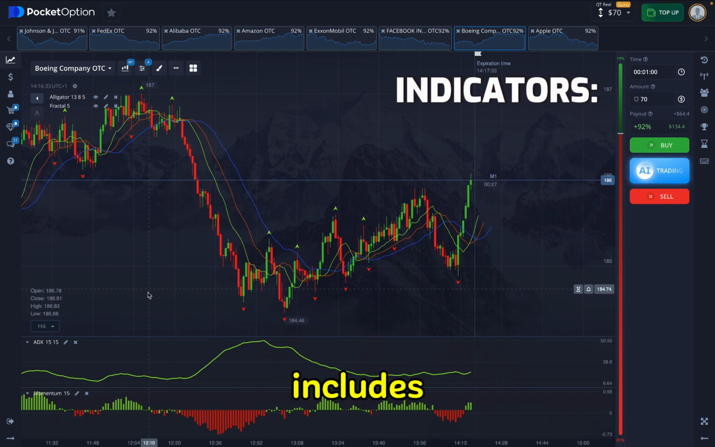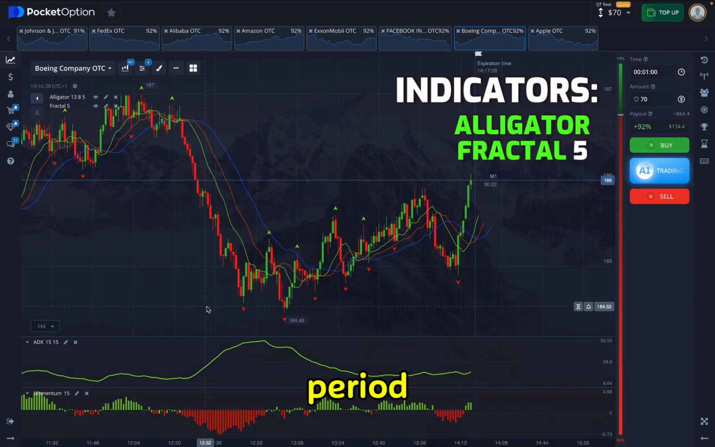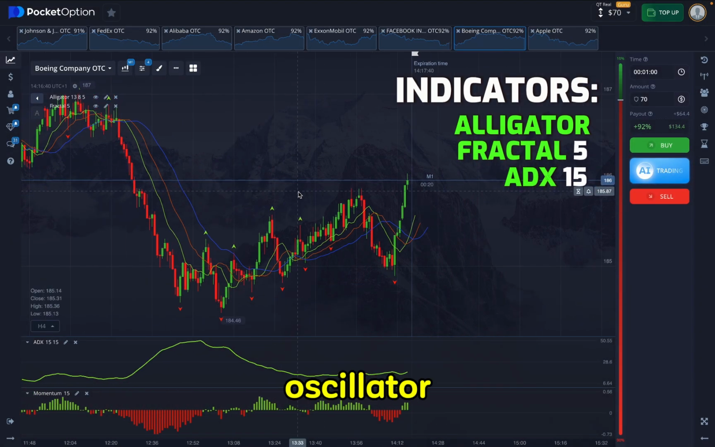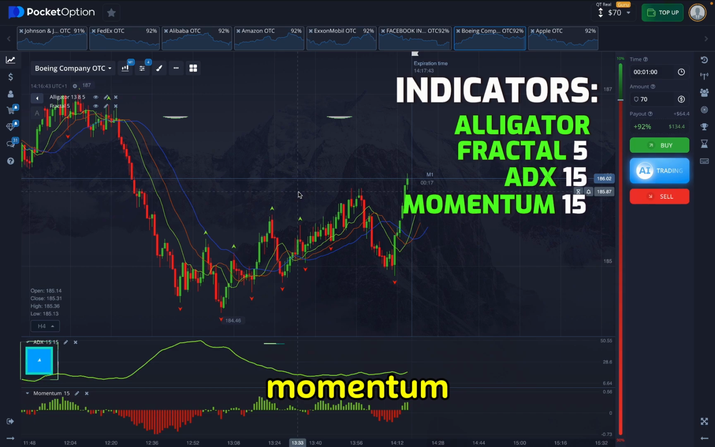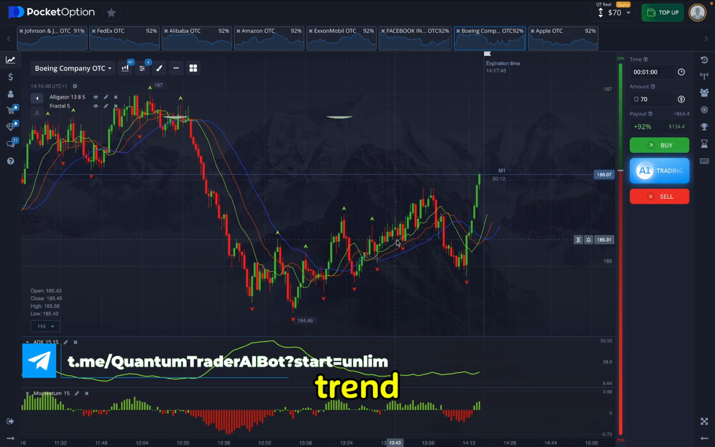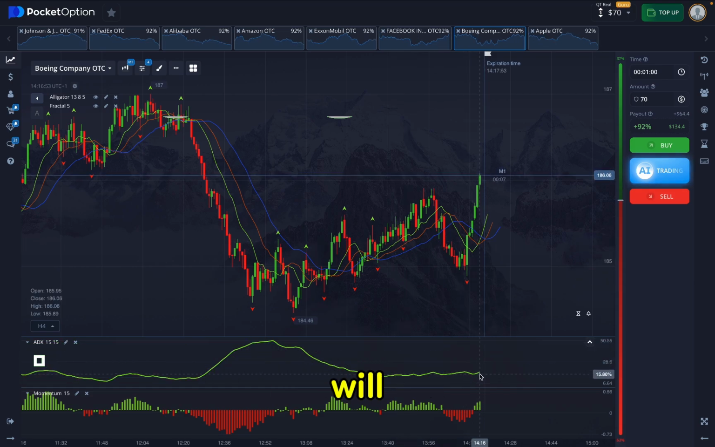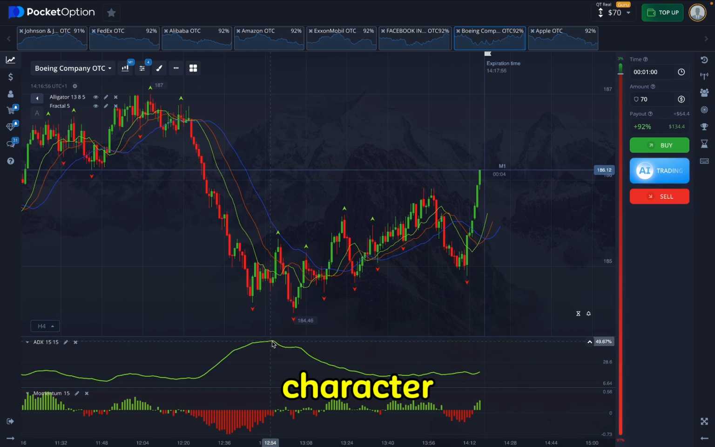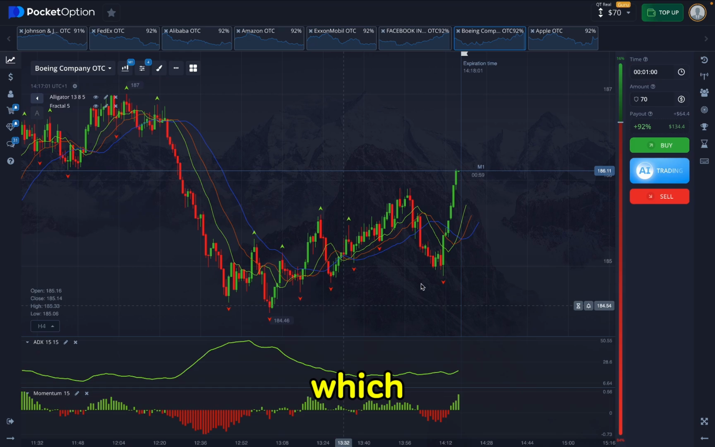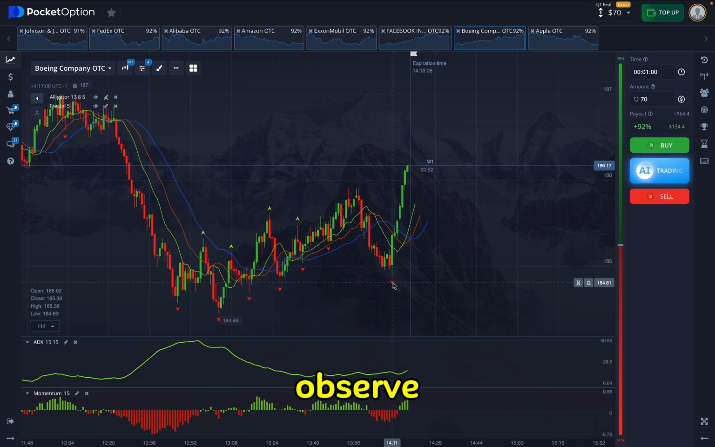It includes Alligator with default settings, Fractal with period 5, ADX oscillator with parameter 15, and Momentum oscillator with period 15. Today, we will be oriented on the trend and also observe the volume of movement. And ADX will show us the average character of the direction of movement, will show us all sorts of peak points from which we will have a reversal in the trend. All of this we will analyze and observe as we trade.